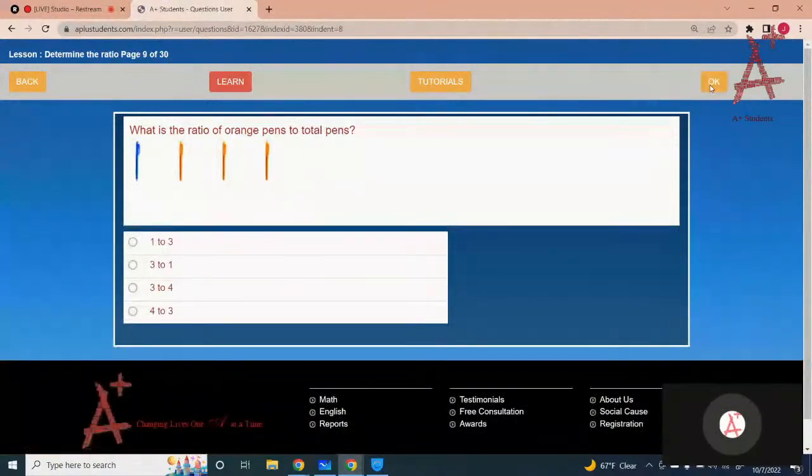So we have done three of the topics today, and the topics are ratios, word problems, percent of a number, and determine the ratio. We are on the third chapter, that is ratios, proportions, and percents. So you can find all the lessons on aplusstudents.com. You have to log in there using your email address and password, and then you have to go to grade 5 maths. There we are working on the third chapter, and the topics we have covered today are ratios, word problems, percent of a number, and determine the ratio.